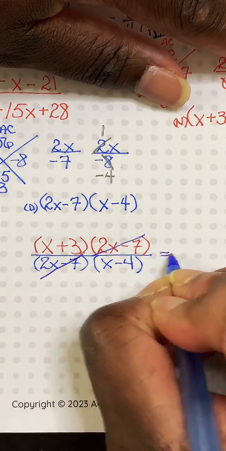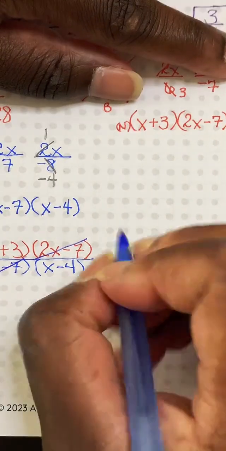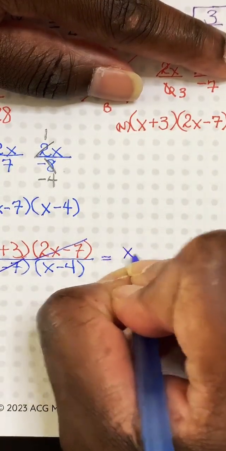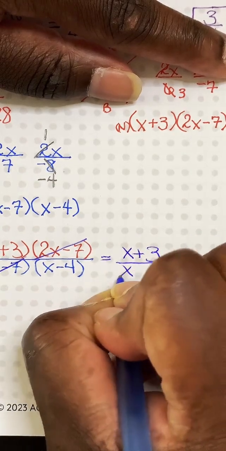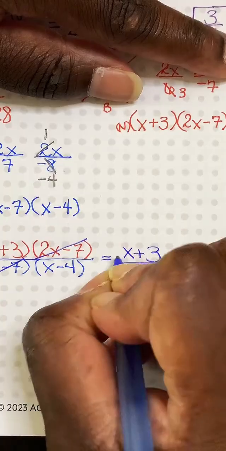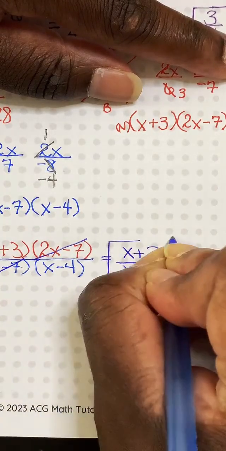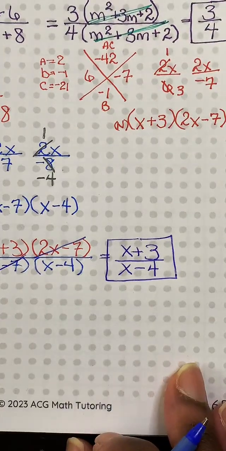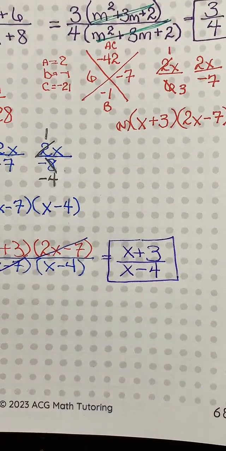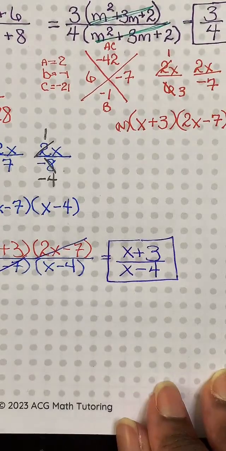And then we write down what's left. So we have our x plus 3 over x minus 4. That is your answer. Yeah, this one was a little tedious. However, you guys handled it like a champ.